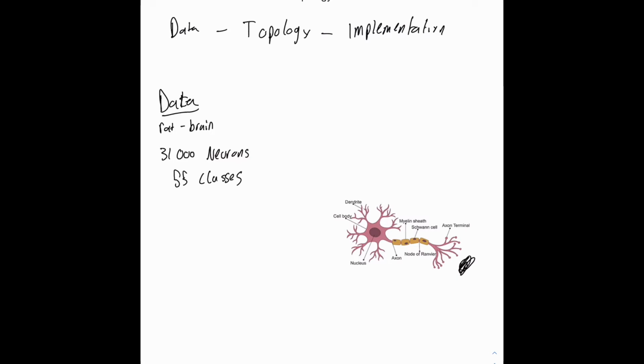And a neuron basically looks like this. So it has a nucleus, basically the main part of the neuron. Then it has something called a dendrite that connects to other neurons. And then it has this axon, which is basically an arm that extends from the neuron. And then it connects over here to the dendrite of the next neuron.